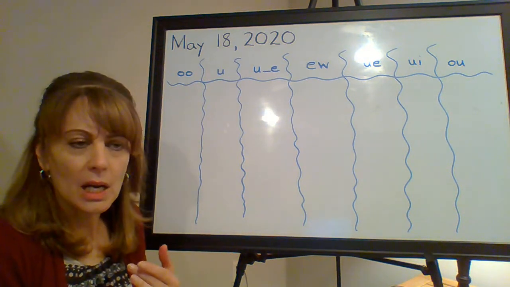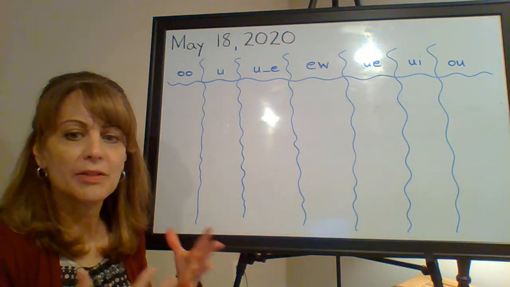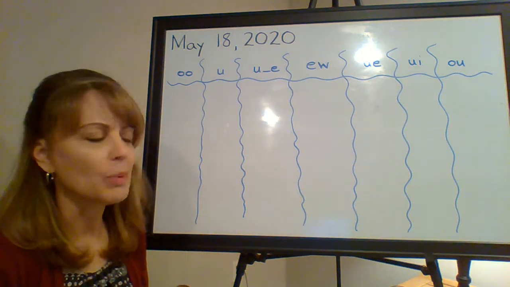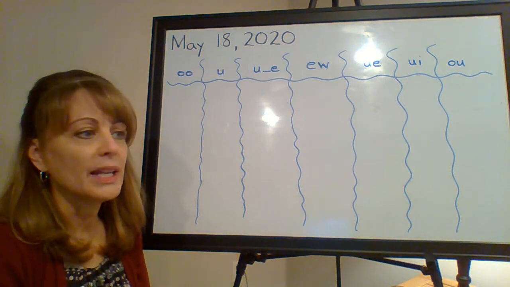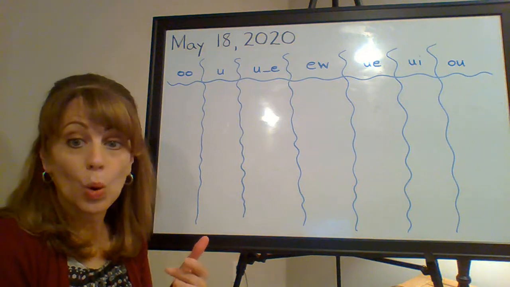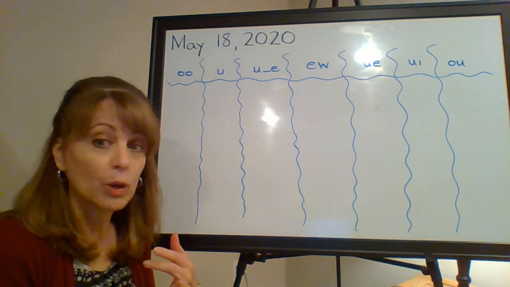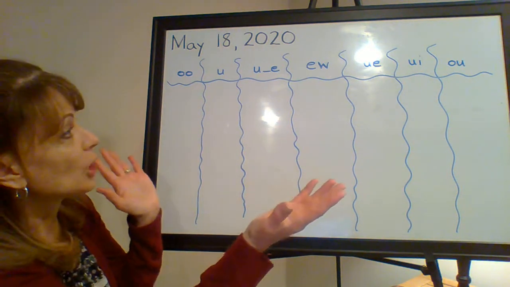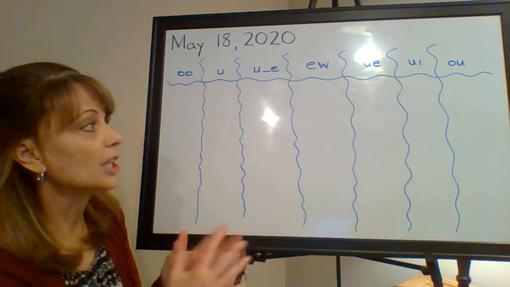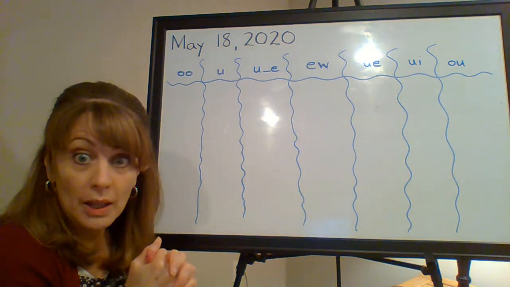We have done sounds that are made with different combinations of letters. We've been working with a lot of vowel teams, and we have done oi, O-I, O-Y. We've done ow with O-W, O-U. Look at all the different combinations that we can use to spell the sound of oo. There are 7.